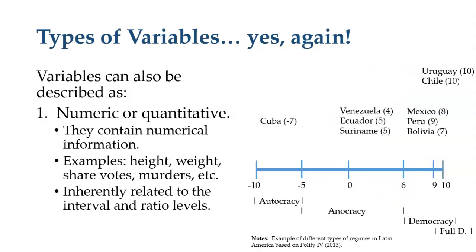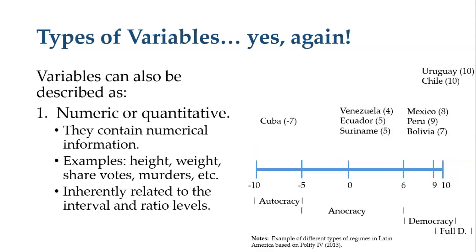But remember that we also had another version of the Polity4, an interval kind of version of this variable. This is a numerical variable because you have intervals, and the distances between the intervals make sense, right? So the interval or the ratio level are, of course, examples of numeric or quantitative kind of variables.